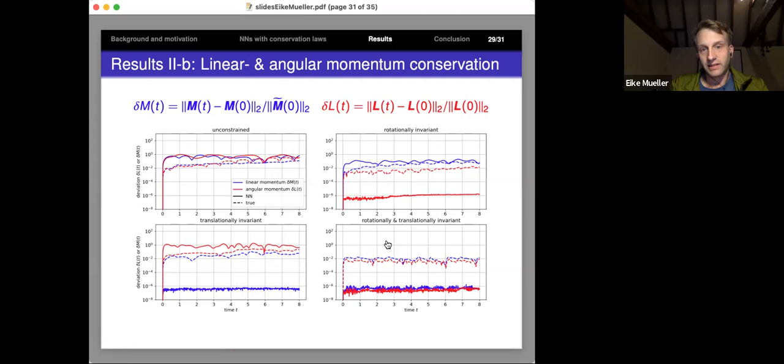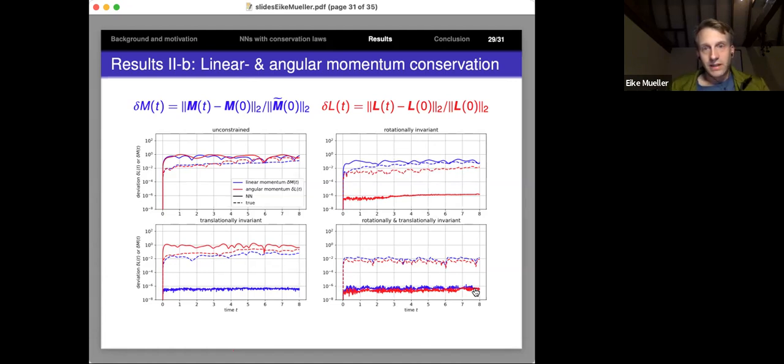If I switch on the symmetry enforcing layers, then conservation is better. I get errors of only around 1%, and they don't really grow. And as expected, the neural network invariants are conserved up to machine precision.